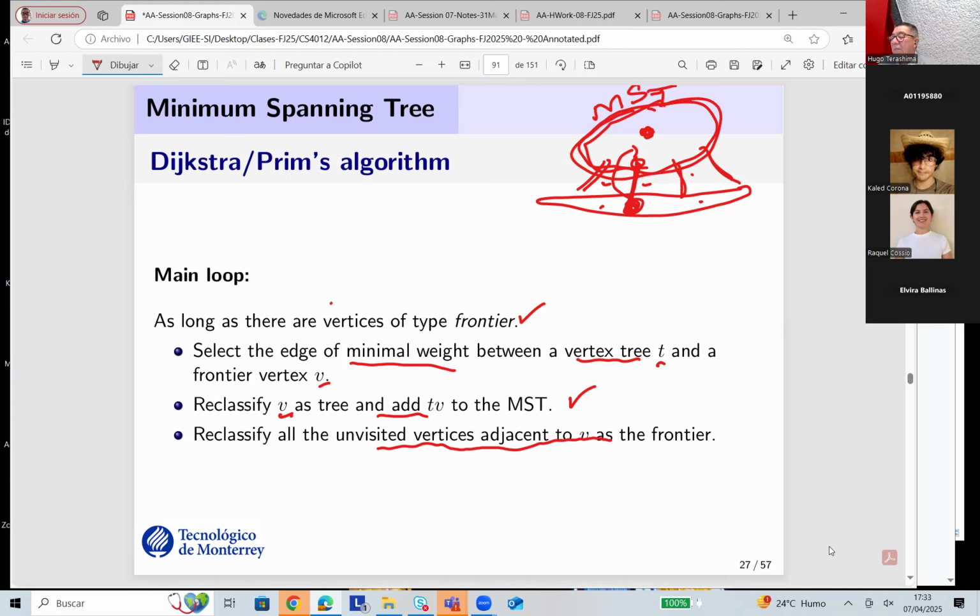As long as there are vertices of type frontier. Otherwise it means that I have all the elements here in the MST.